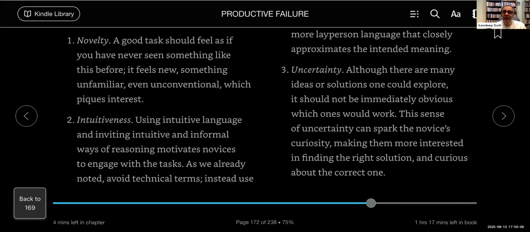A good task creates a conflict. For example, one might initially think of a certain idea or a solution, but then when you actually try it, you realize that it doesn't work. You reach an impasse or a failure, creating a knowledge gap, as well as an awareness of that gap.